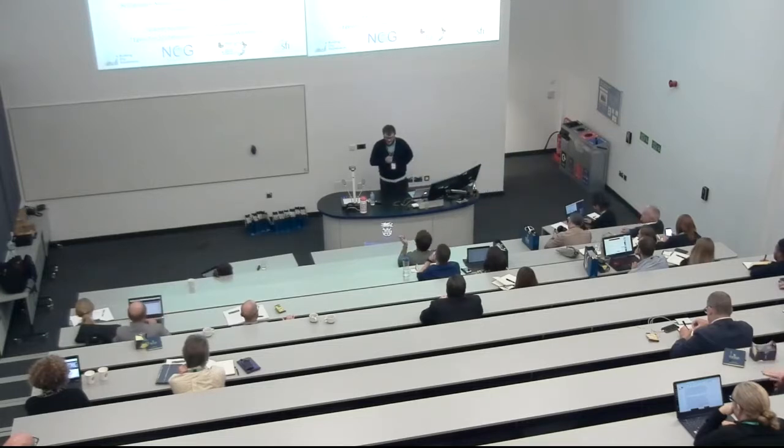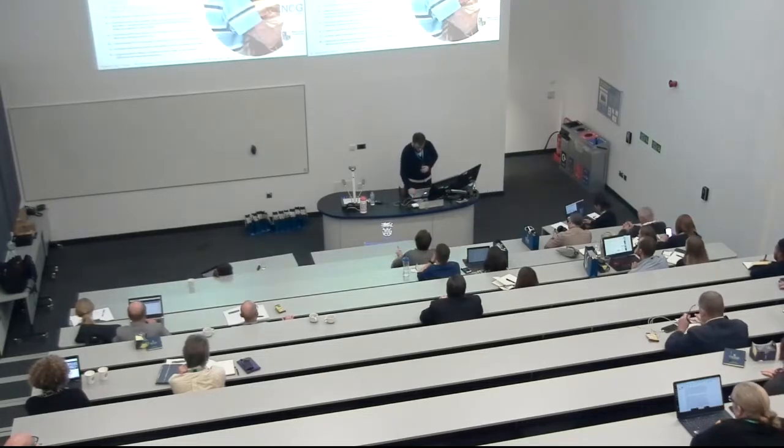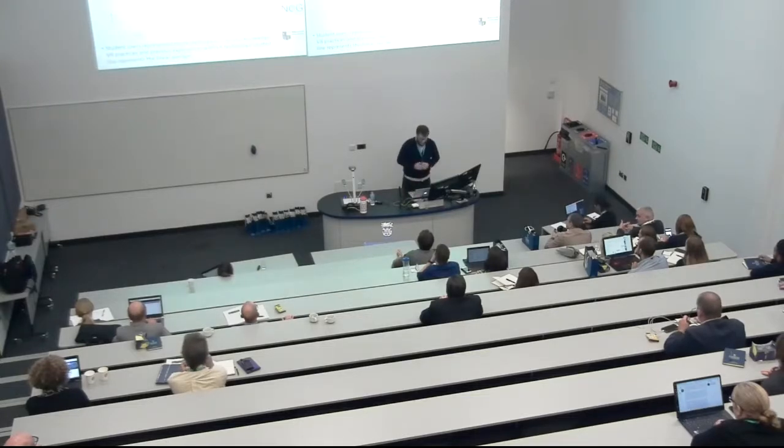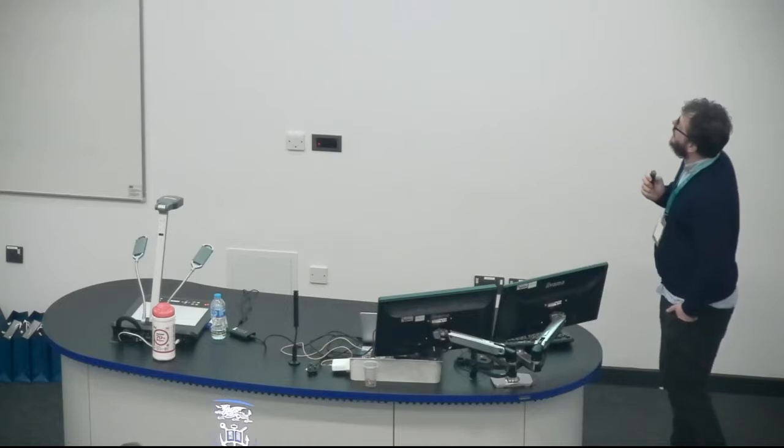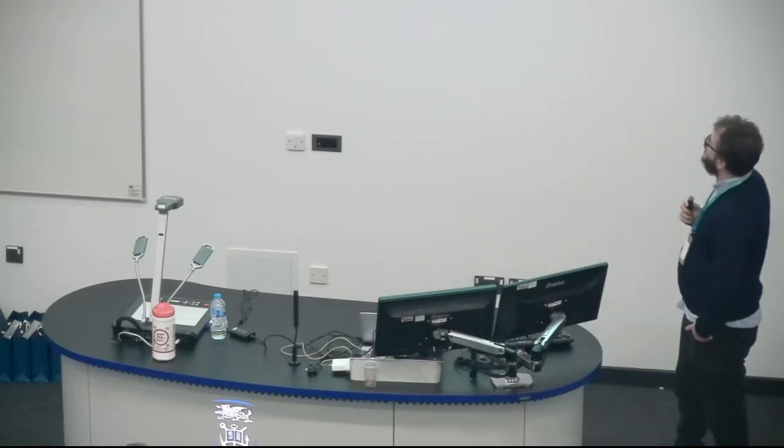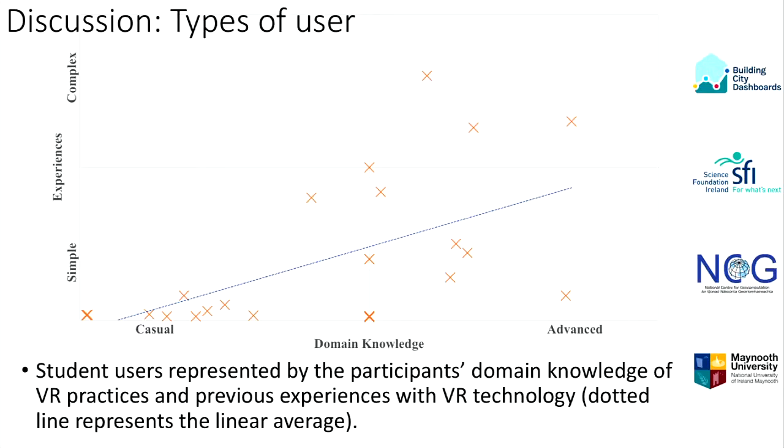With the user types charts, was the data from the UEQ, or was that a separate survey? That was a separate survey, a separate questionnaire. It's 2 questions on a continuous scale from low to high, 0 to 100. The 2 ends of the scale are casual to advanced for domain knowledge and simple to complex for their experiences. We've used that before in our other studies, and it's relatively effective.